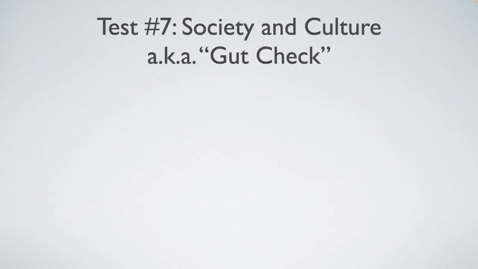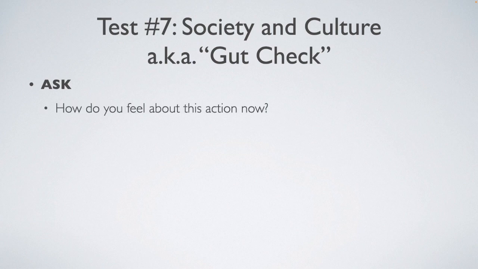Certainly last but not least, we have test number 7, called Society and Culture, also known as the Gut Check Test. More than any of the other tests, the Society and Culture Gut Check Test is, in effect, a test for social consciousness to help ensure that a decision is socially sound. This test asks how you feel, whereas all the others to this point have asked what you think. So you want to ask yourself the following questions.